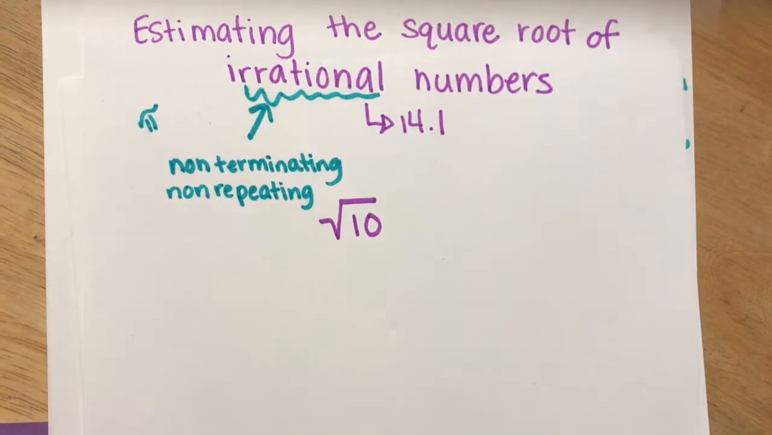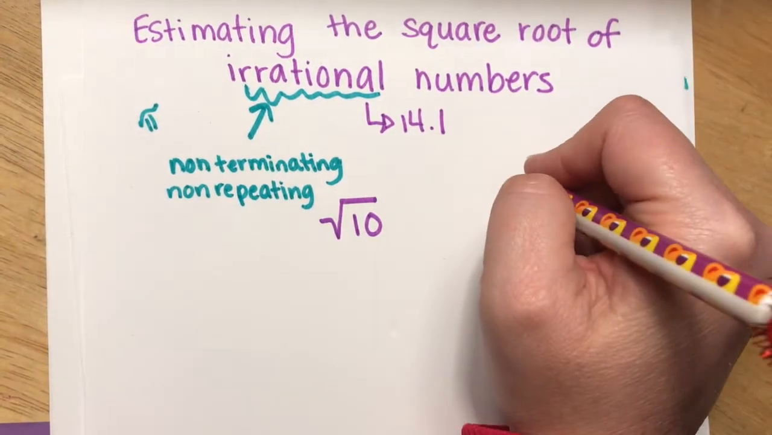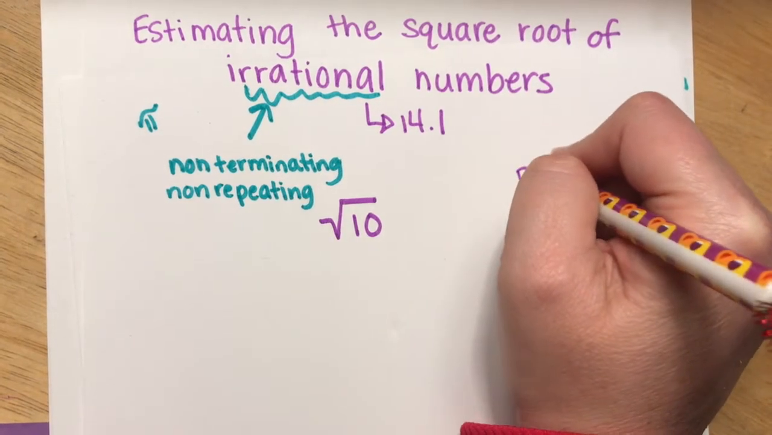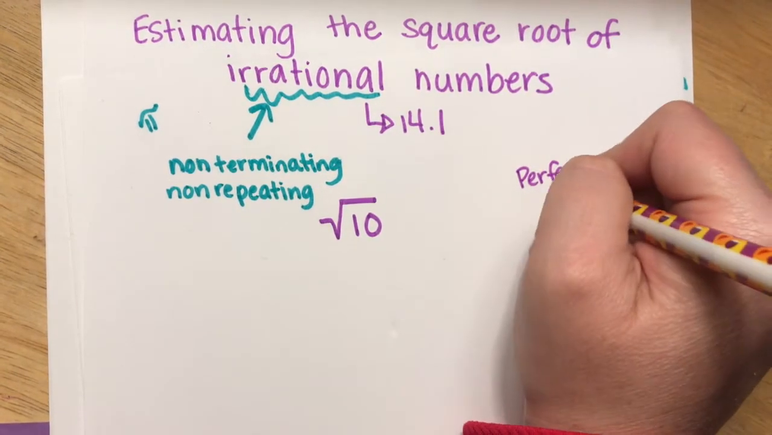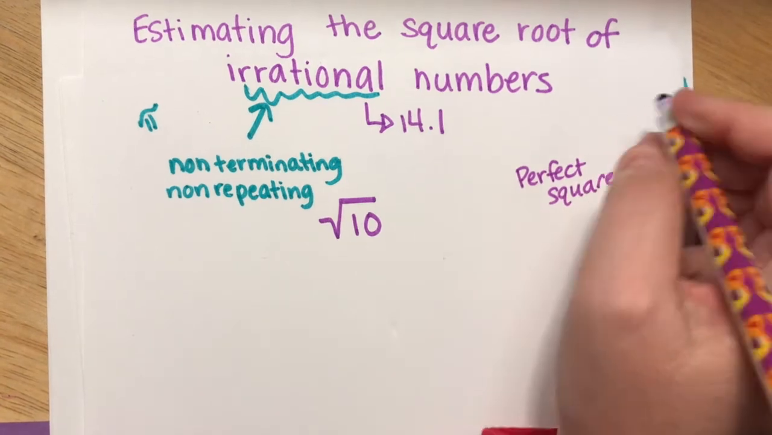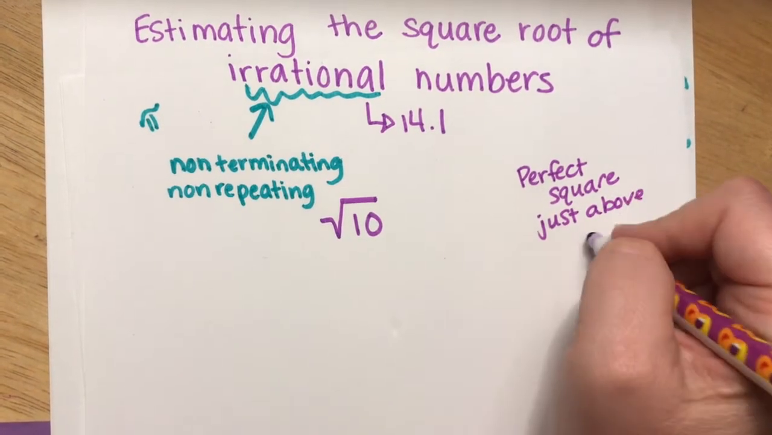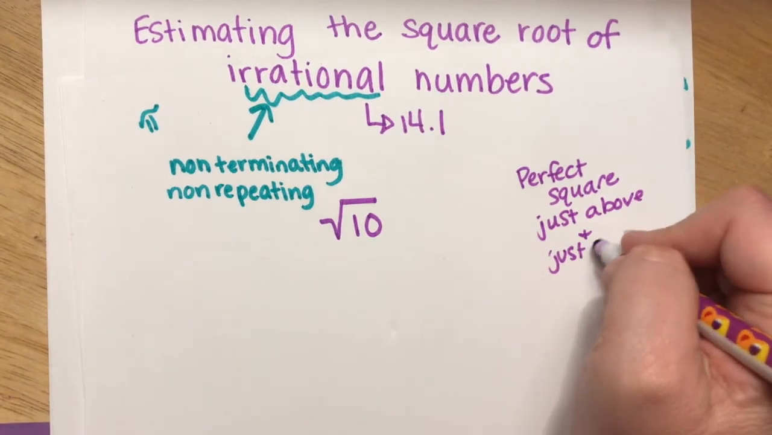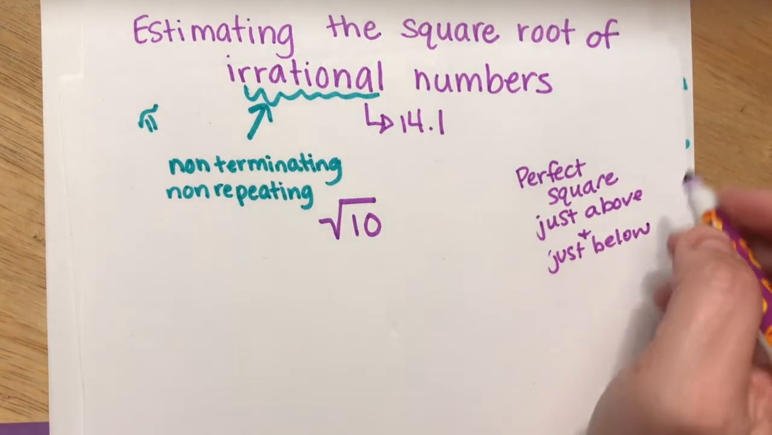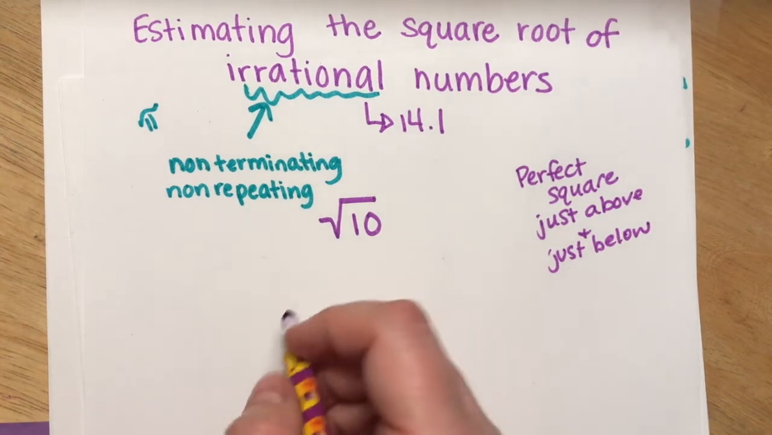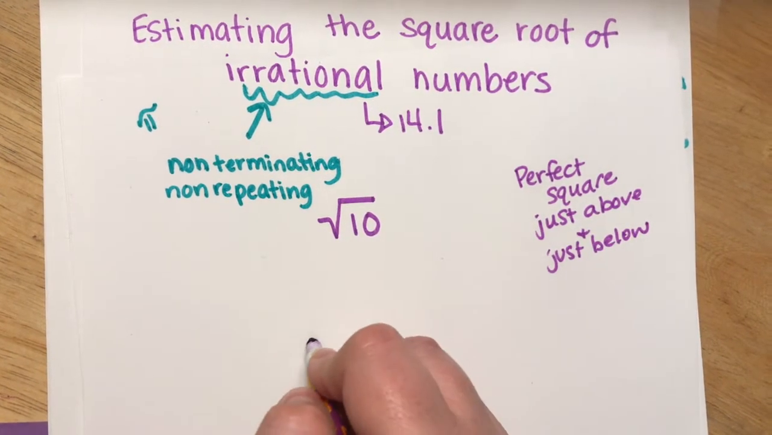In order to do that, one of the first steps is you're going to find a perfect square that's just above and just below the number that you're given. So for this case, it's the square root of 10. That's obviously not a perfect square.